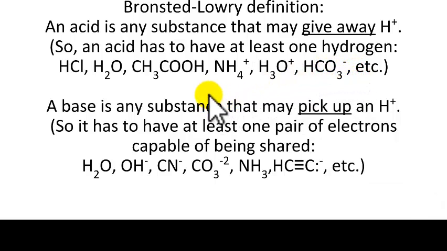So what's the definition of a base? Well, a base is any substance that can pick up an H+ from an acid. So obviously you have to have both an acid and a base in order to transfer an H+, at least in the Bronsted-Lowry model. So what do you have to have in order to be a base? Well, you have to have at least one pair of electrons that you can use to attach to that H+ that's going to be picked up.